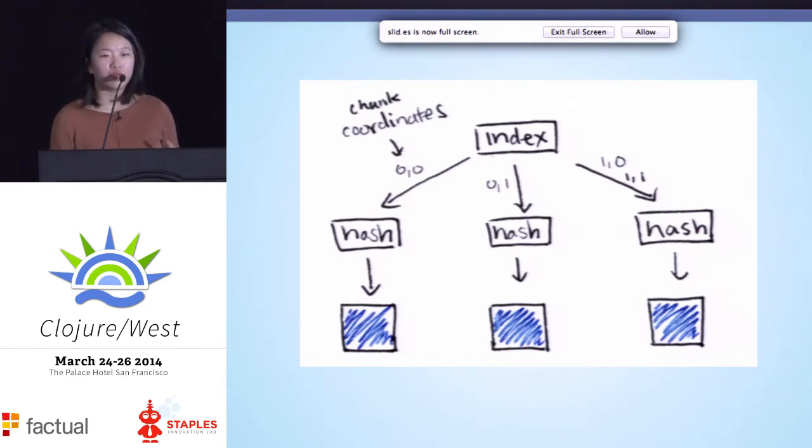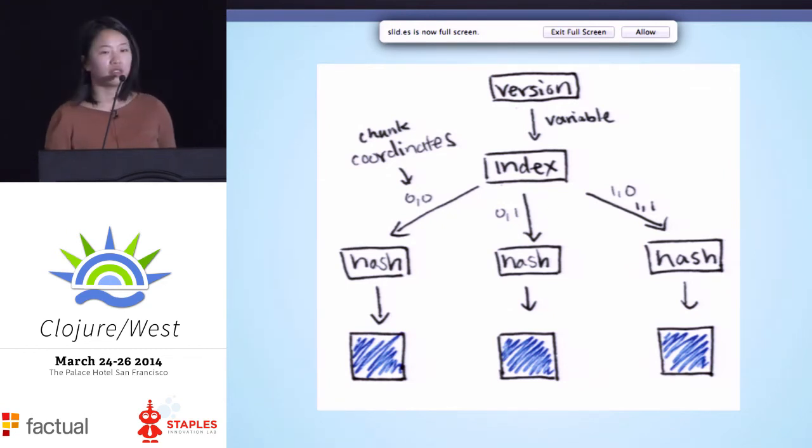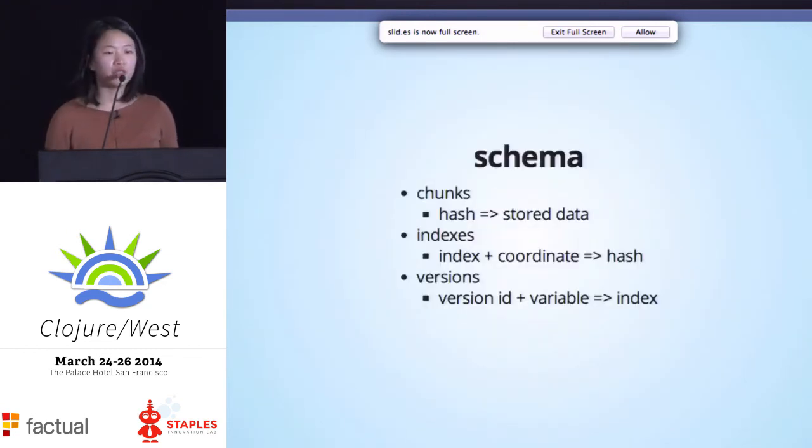And this is another way we can represent it. Instead of having those chunk coordinates with their own little thing, they're just paths on the tree. We also want to version this data, so we add another version to it. We have a separate index per variable because each array is different, obviously.